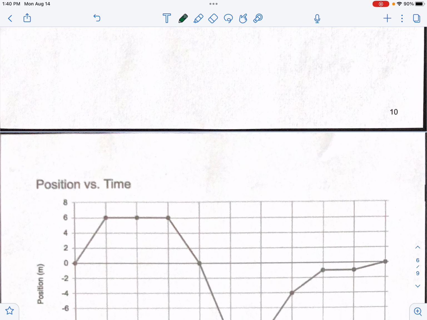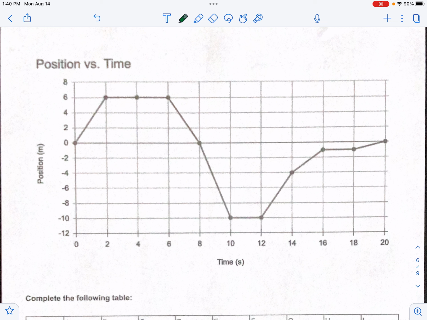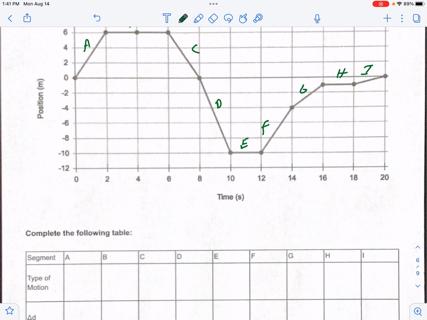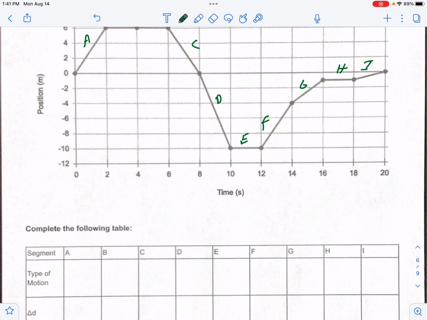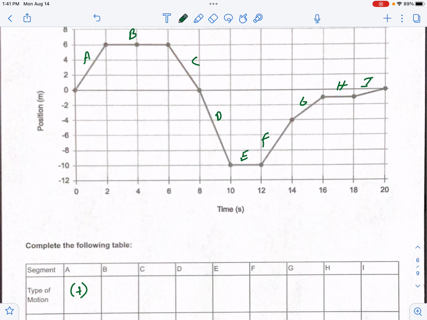Okay, moving on to the next graph. We're going to do our lines A, B, C, D, E, F, G, H, and I. So we're going to go through this one a little bit quicker. The type of motion for A is going to be a constant positive. I'm just going to put positive there, so it's constant positive.